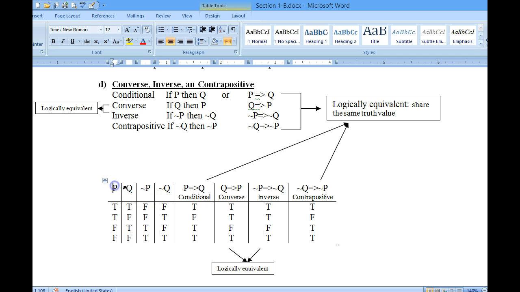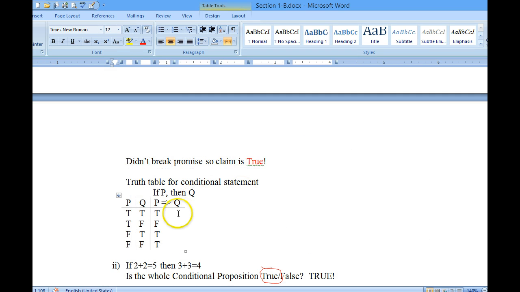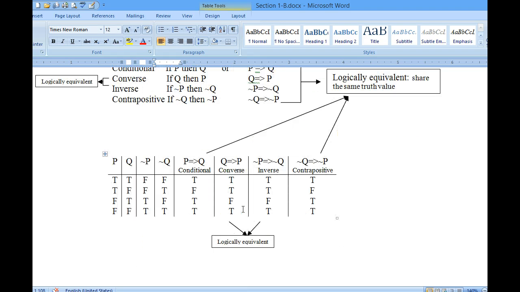So we only needed the combinations for P and Q, which is 2 times 2, and I only need 4. Let's go ahead and fill in our truth table. We'll start with the conditional, then the converse, then the inverse, and last the contrapositive. Now remember, if P then Q has a little different truth table. If I have a true, true, then the conditional is true, and so forth. And if it is false, then it's flip-flopped.